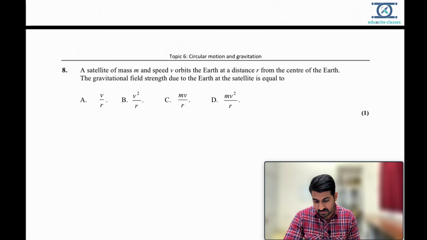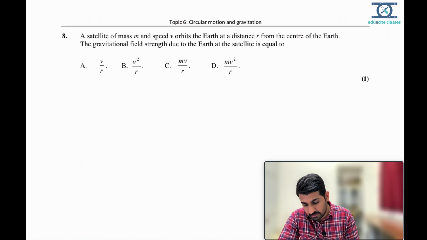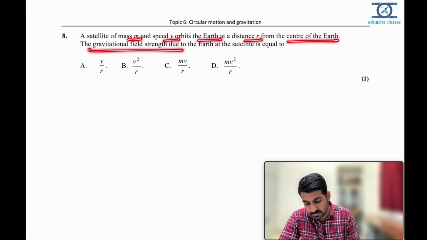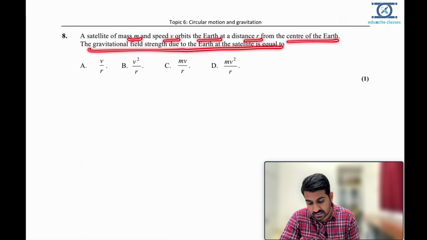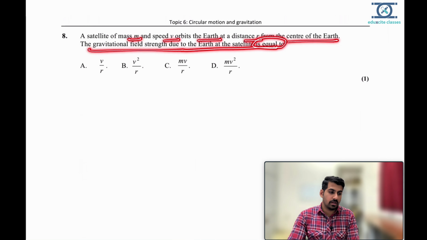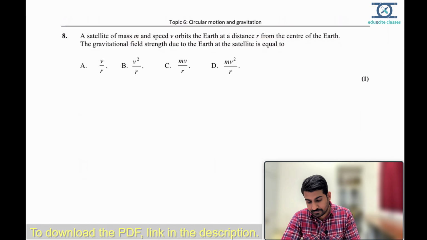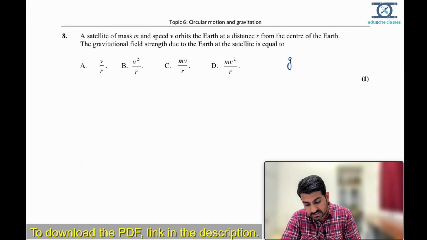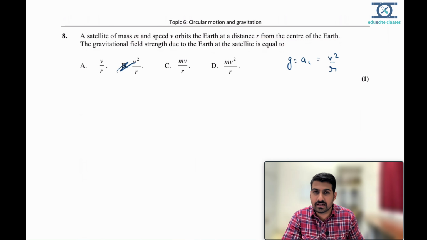Okay. And the last question, a satellite of mass m and speed v orbits the earth at a distance r from the center of the earth. The gravitational field strength due to the earth at the satellite is equal to? Now we know that gravitational field strength g is nothing but the centripetal acceleration also, which is v square by r. Option B is the right answer.